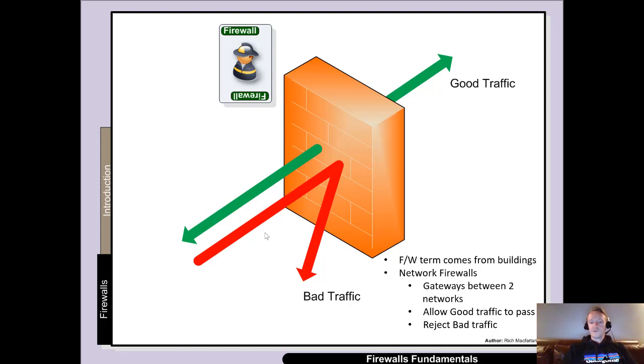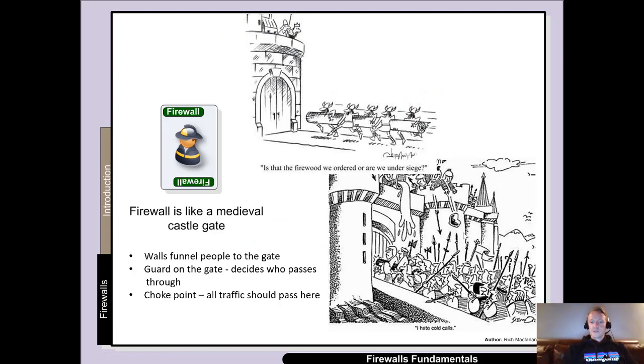The name comes from buildings or cars where you had these fireproof sections or partition walls, and this is quite a good analogy. The way to think of it is it connects two networks. It brings everything together to a sort of choke point where we can do some processing and apply some kind of rules. So it's a little bit like a castle gate or gatekeeper, where everything has to go through that and someone can decide who gets in and who gets out.